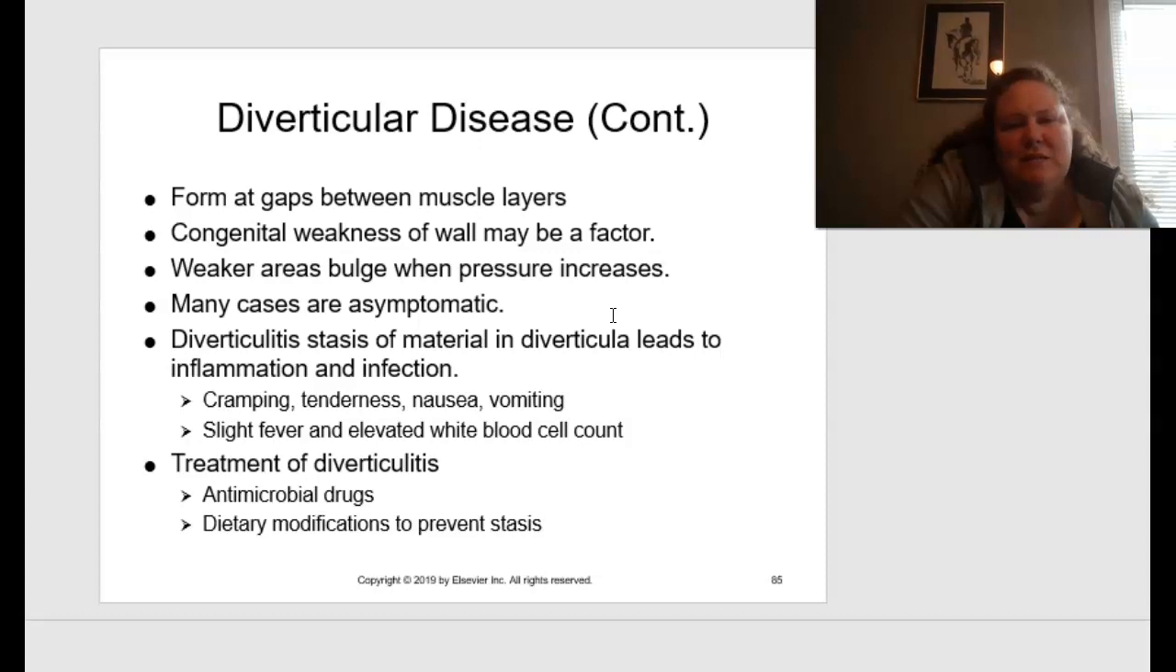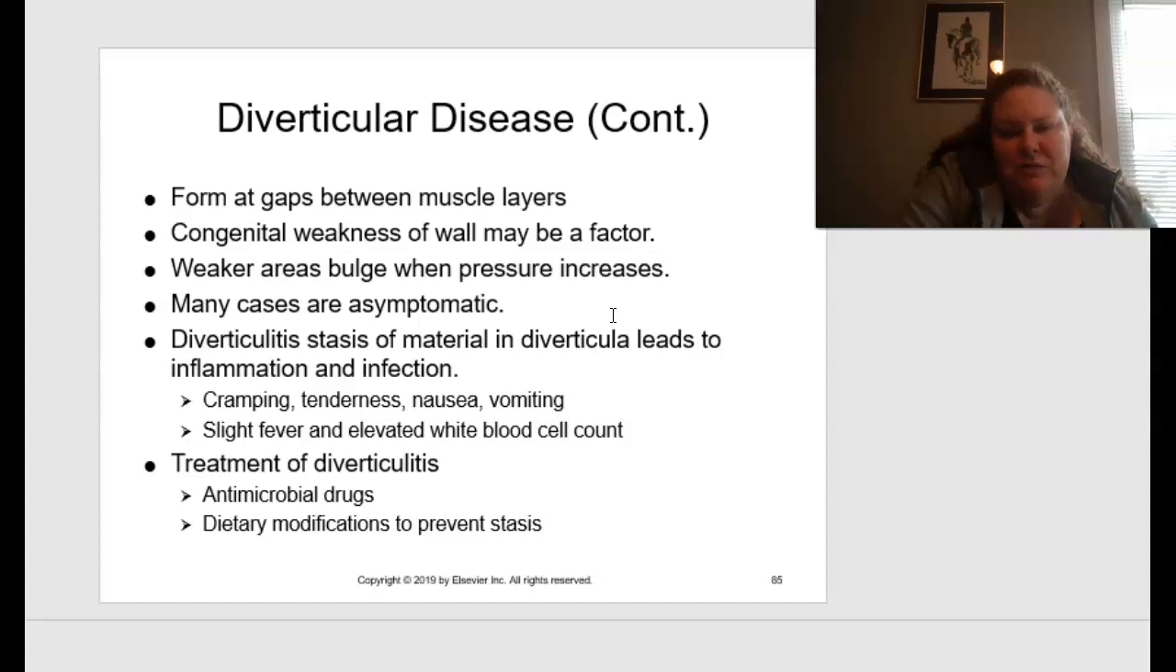Diverticular disease, again, is going to form at gaps between the muscle layers. A congenital weakness of the wall can be a factor of it. The weaker areas are going to bulge when the pressure increases. In many cases, it is asymptomatic. In diverticulitis, stasis of the material in the diverticuli is going to lead to inflammation and infection, which is going to cause cramping, tenderness, nausea, and vomiting. And also there can be a slight fever and elevated white blood cell count.